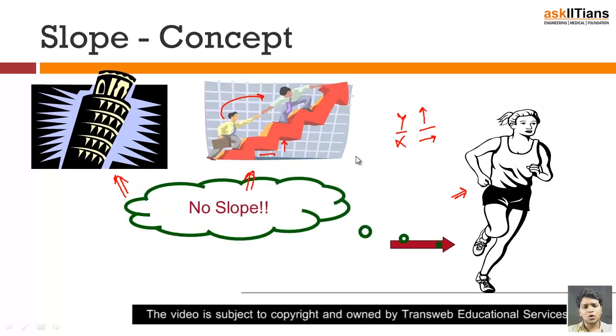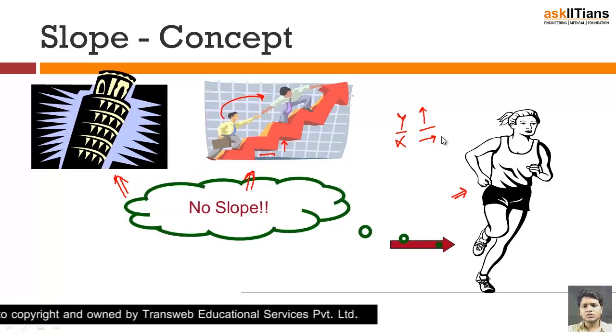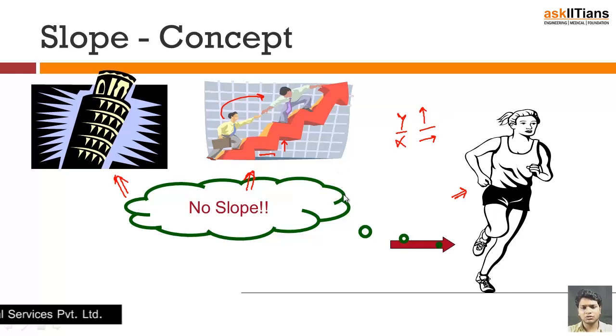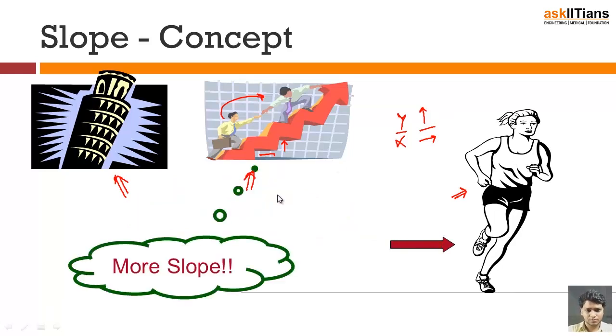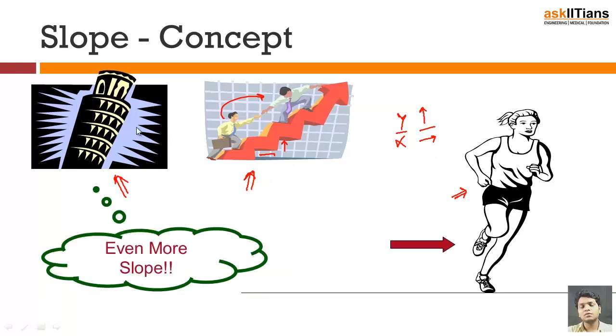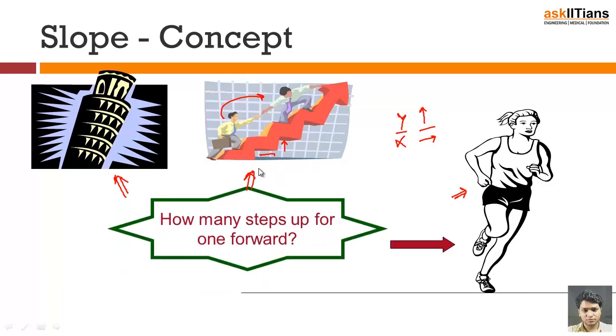As the sprinter is running on the horizontal track, she is not doing any vertical motion, so there will be no slope for this. But this is vertical as well as horizontal motion, so there will be slope, and with respect to this sprinter it is written as more slope, and the Leaning Tower of Pisa will have even more slope, right? So let us move on to the quantification of the values. That is how many steps up for one forward. Suppose you are moving one step forward in the horizontal direction, how many steps you have moved in the vertical direction, that is the quantification of slope.